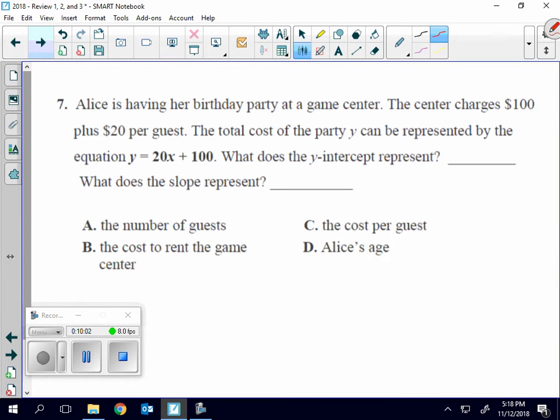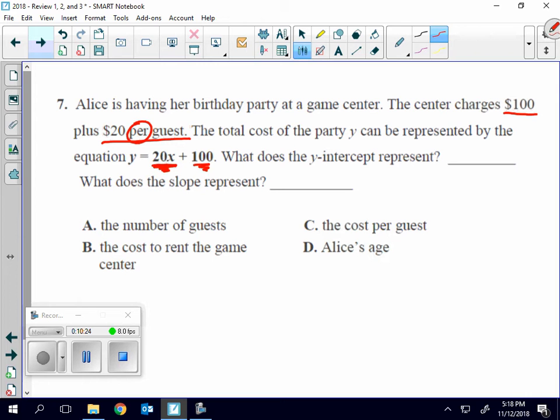Number 7, Alice is having her birthday party at a game center. The center charges $100 plus $20 per guest. The total cost of the party Y can be represented by the equation Y equals 20x, $20 per guest, plus the extra $100.